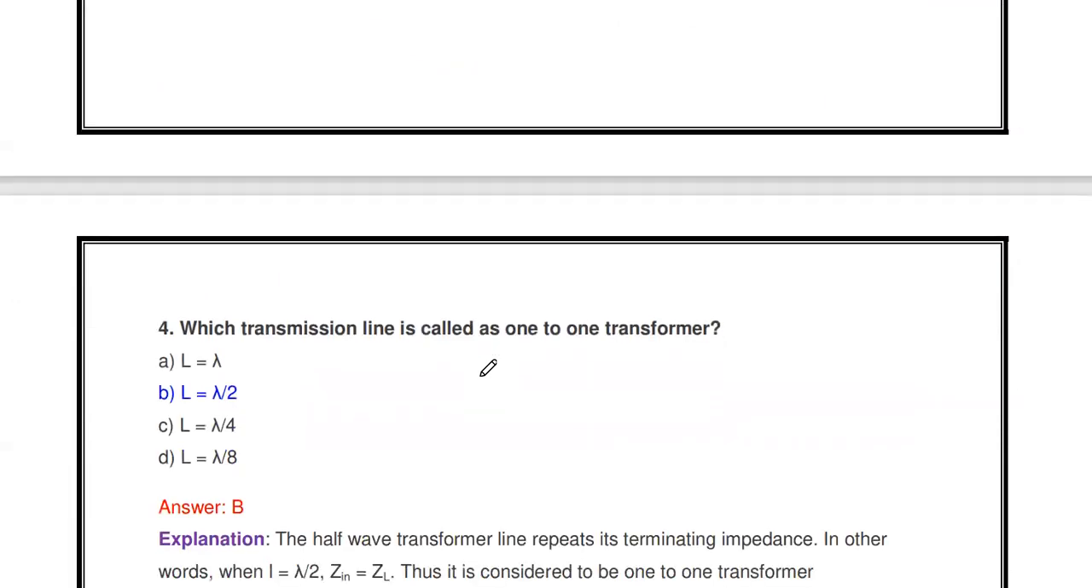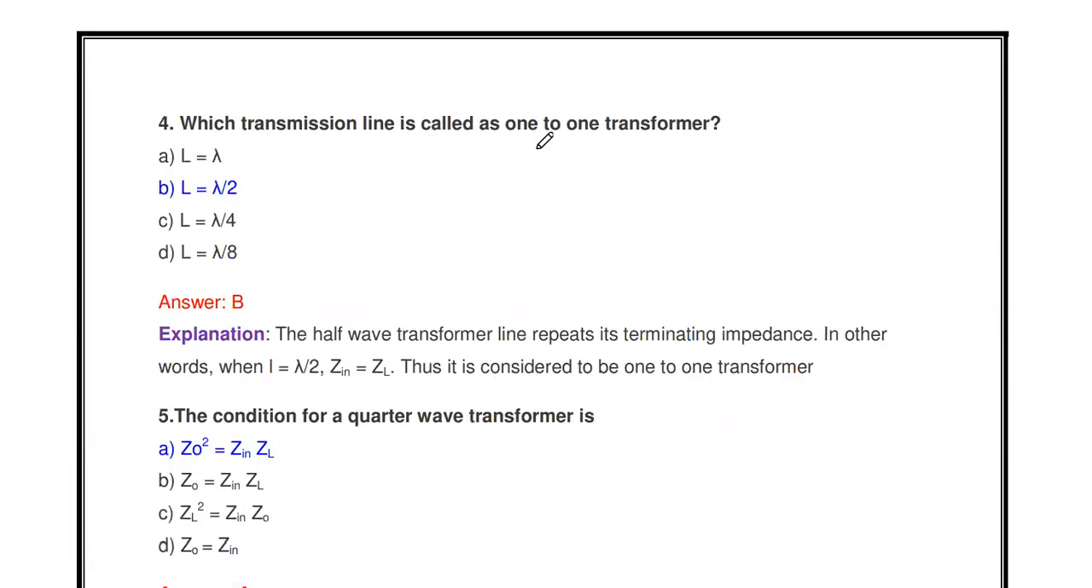The next question: which transmission line is called a 1-to-1 transformer? The lambda divided by 2 transmission line, the half wave line. A half wave line means the transmission line has a length of lambda divided by 2. This half wave line can act as a 1-to-1 transformer, because it repeats its terminating impedance. Whenever the length is equal to lambda divided by 2, the input impedance is equal to the load impedance. That's why it is considered a 1-to-1 transformer.